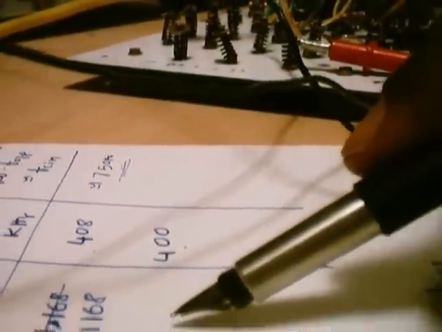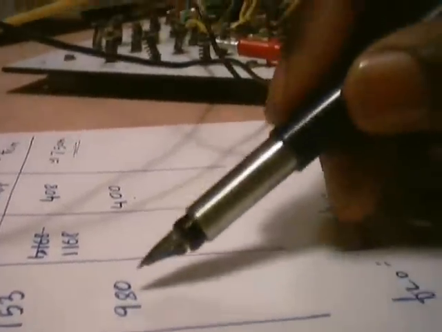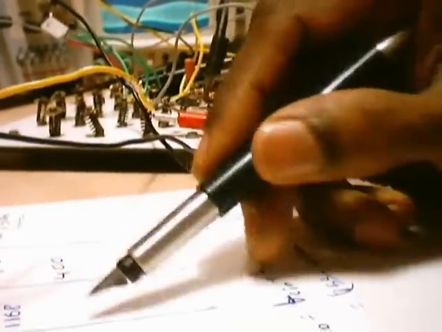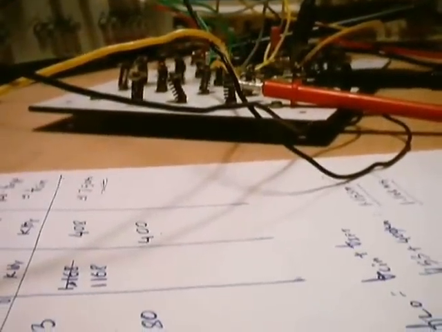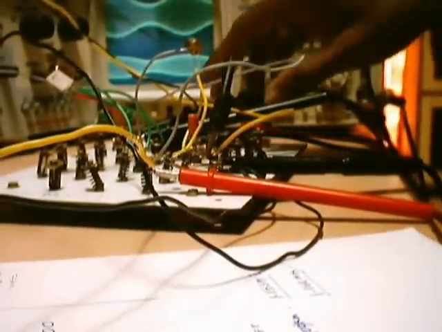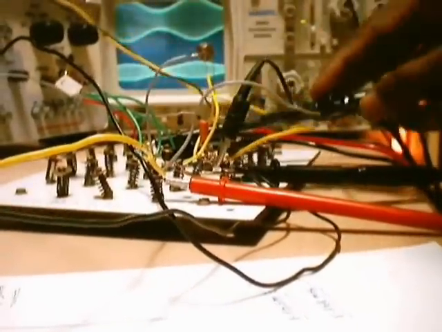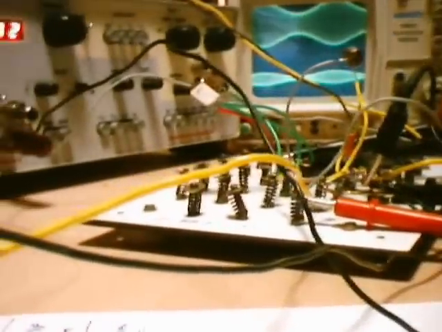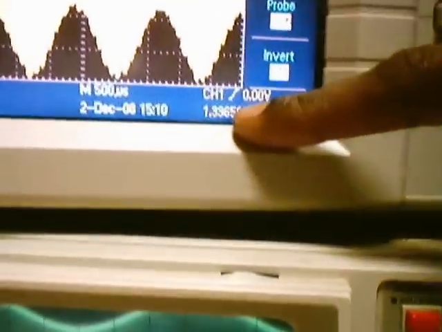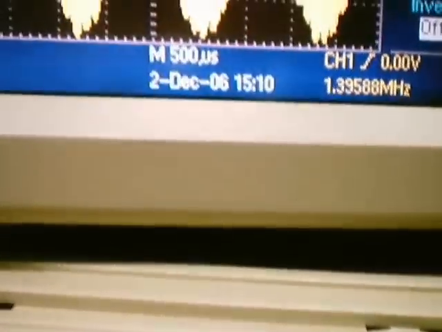Now let us find out what is my FLO. So FLO has to be this 980 plus 400, which happens to be 1.38 megahertz. Let us verify what is the FLO. So let us again use, you can see now the frequency is 1.39 megahertz.